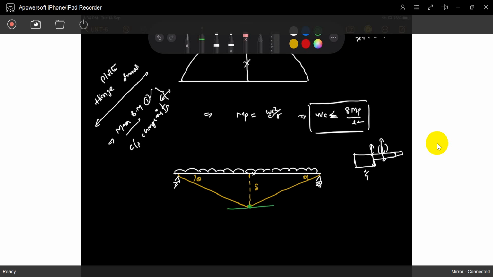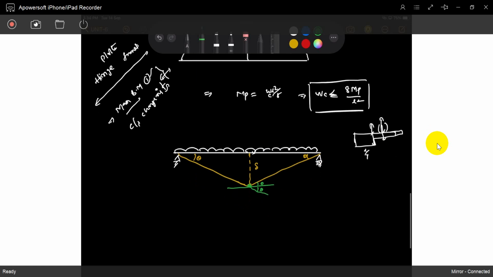So what is the work done? This is theta and this is theta. Both are the same because of the uniformly distributed load. So both thetas are the same. Okay. So what is the work done? Internal, you already know: MP, the plastic moment capacity of this section, multiplied by theta plus theta.